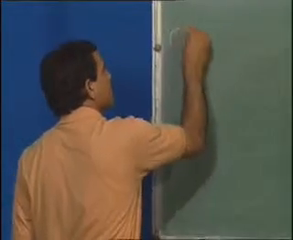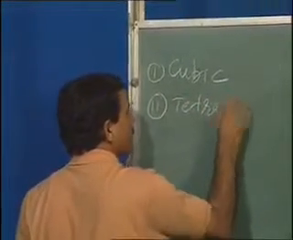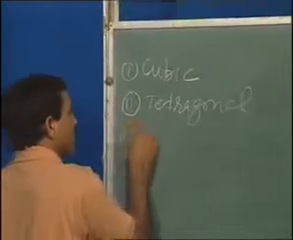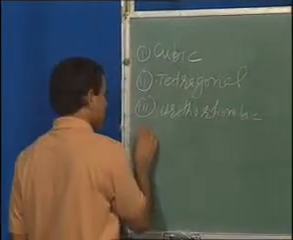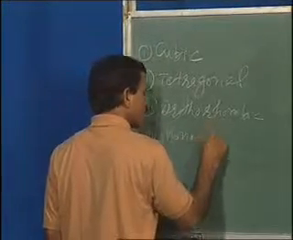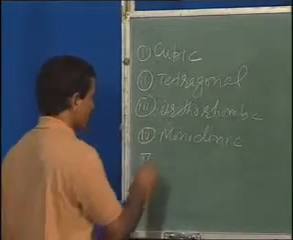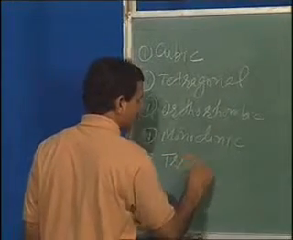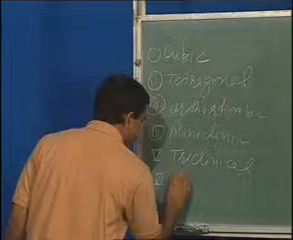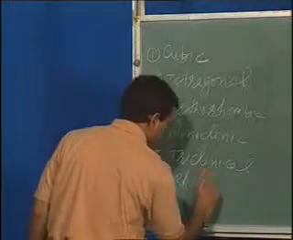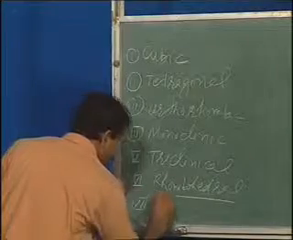Number first, cubic, tetragonal, orthorhombic, monoclinic, triclinic, rhombohedral, and last is hexagonal.